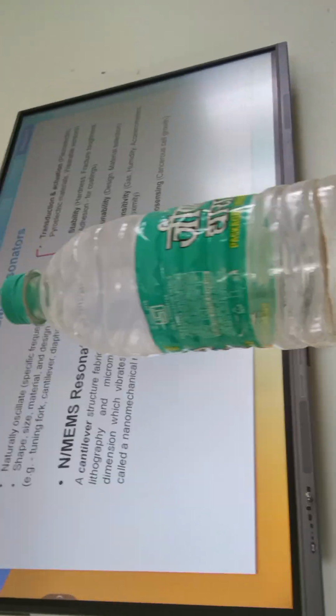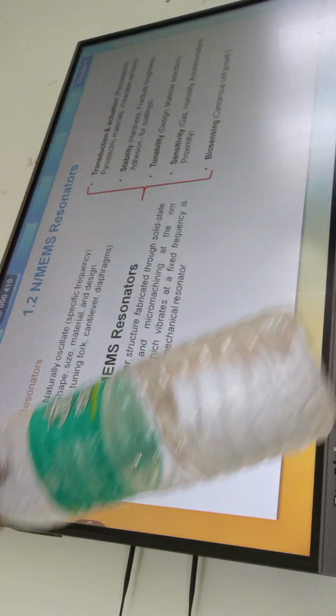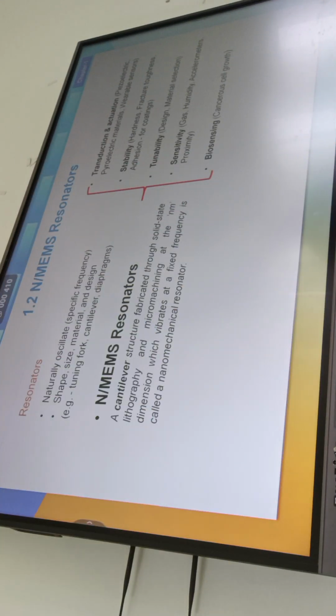Resonators are devices which naturally oscillate at a specific frequency, depending on the shape, size, material, and design. For example, the tuning fork, cantilever, and diaphragms. So then comes the NMEMS resonator: a cantilever structure fabricated at nanoscale, which has a specific frequency. NMEMS resonators have application in transduction and actuation.